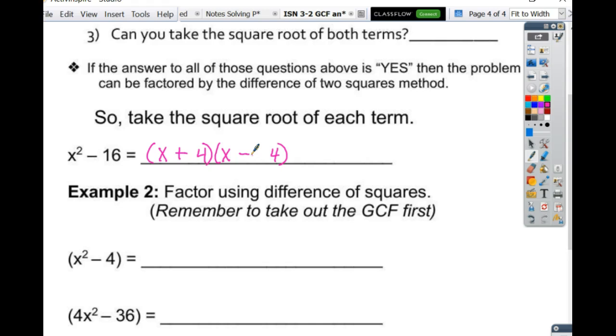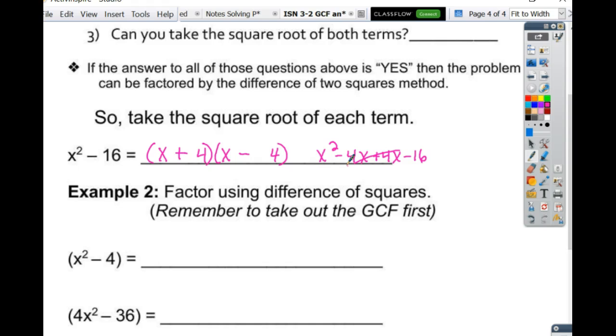From yesterday when we multiplied, what's x times x? And then x times the negative 4 gives me minus 4x. And the plus 4 times the x gives me plus 4x. And then 4 times the negative 4 gives me minus 16. So what happens to my middle terms? They cancel out and leaves me x squared minus 16. And that's the only time it works. You have to have a plus and a minus to make the middle term cancel out, and you take the square root of the first and the last. And it has to have a minus in between it.